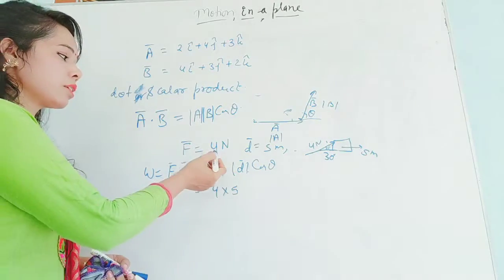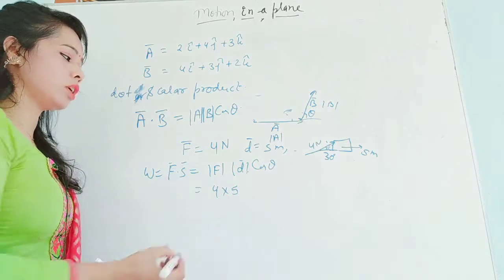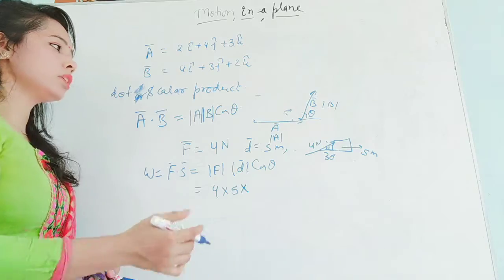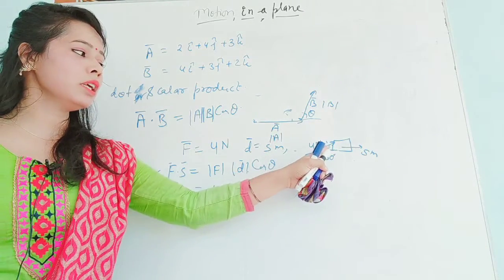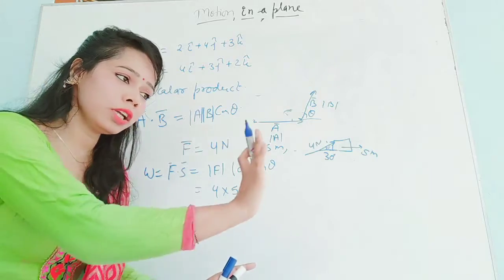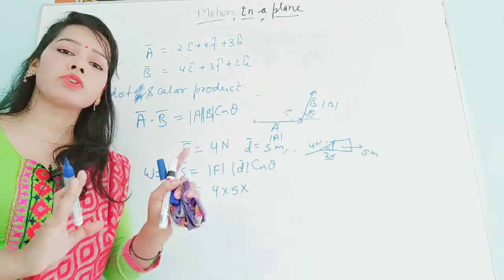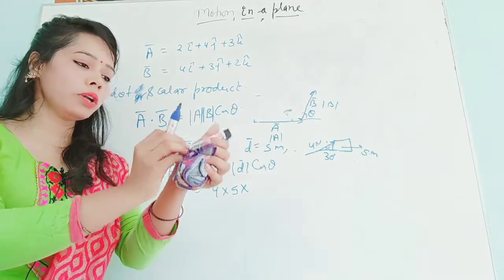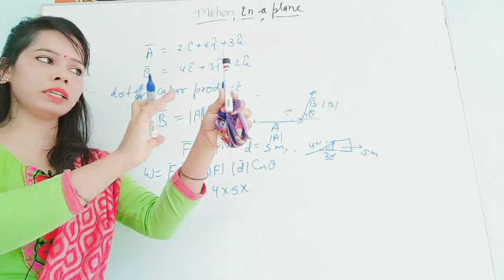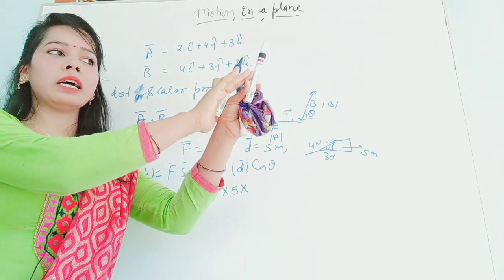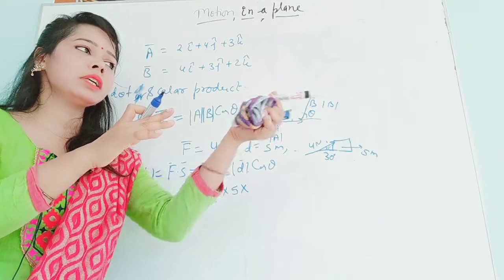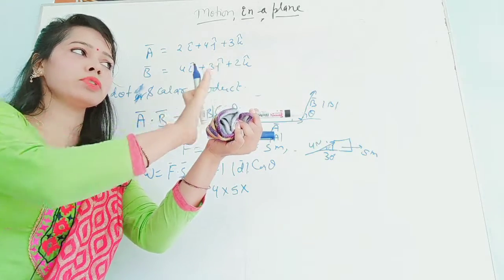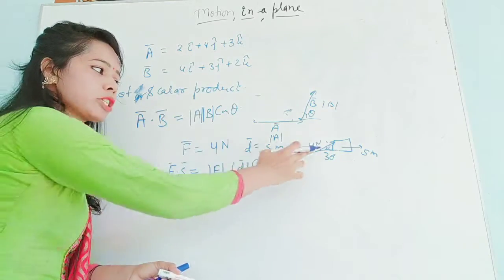So this is 4 Newton and this is 5. Now into cos theta. What is the given angle? That is 30 degree. See, you are applying 4 Newton force on an object at an angle of 30 degree. Suppose this object is like this. Displacement occurs in this direction and you are applying force in this direction. So the angle between the force and displacement is 30 degree.